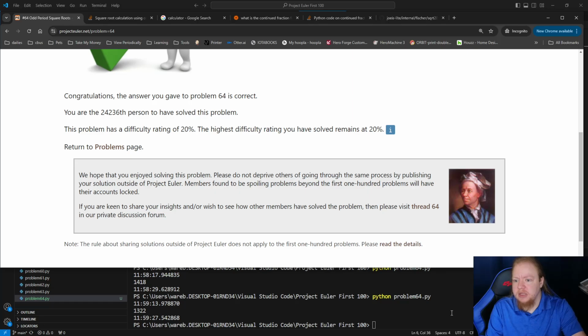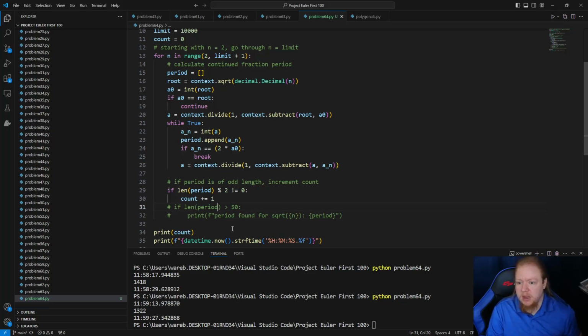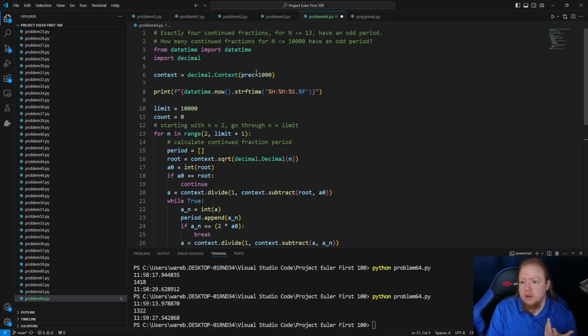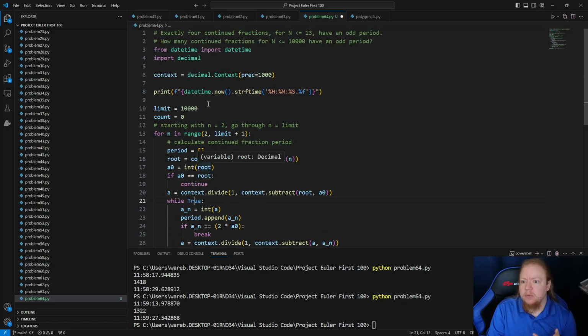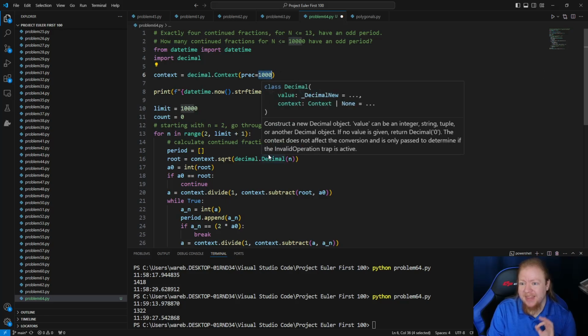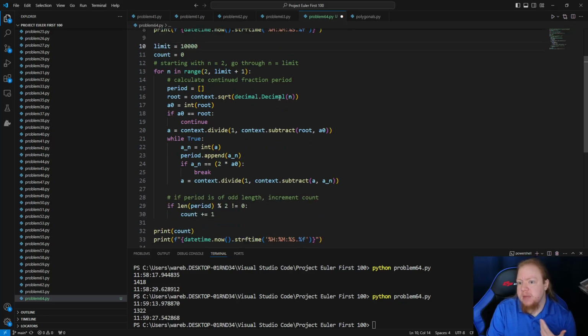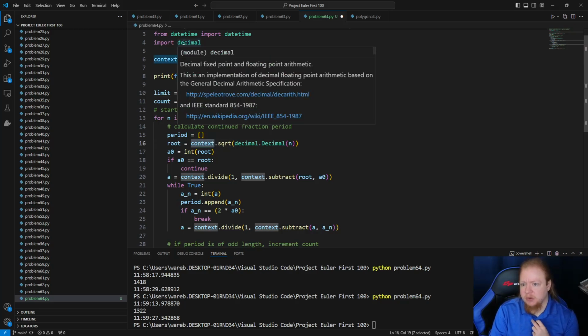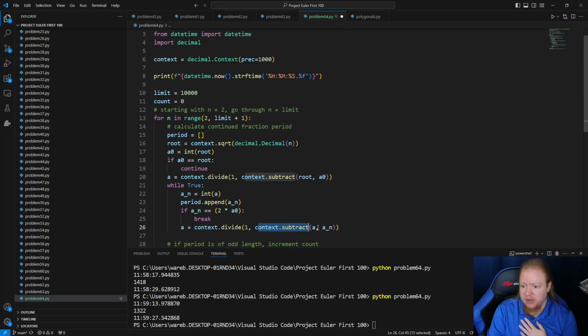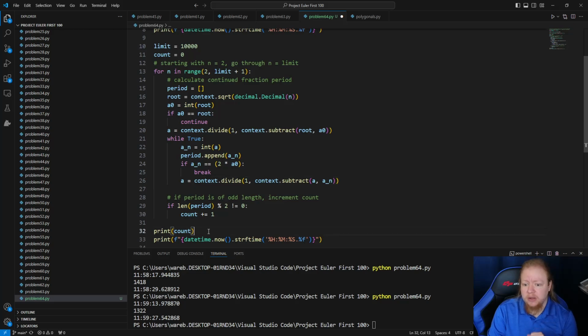So really the difficulties in this problem ended up being doing the math. Like I called out right at the beginning, that calculating the continued fraction period is the rub. So I ended up using this decimal with a precision of 1,000. Number maybe should be arbitrarily large, I'm not sure. And then using the context for this decimal thing to do every single piece of the calculations so as to not lose precision, so as to actually find the correct periods. And then once we were finding the correct periods, all we had to do was go, how long is this period? If it is of odd length, then we increment our count. If it is not, we don't. And then that's how many of them have periods of odd length.